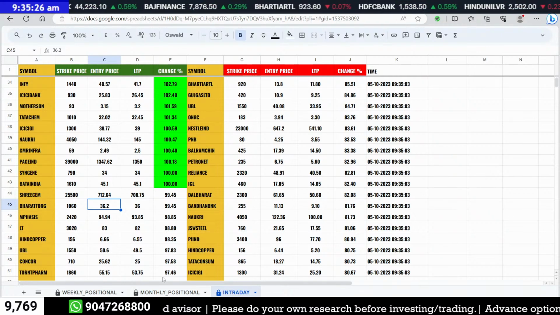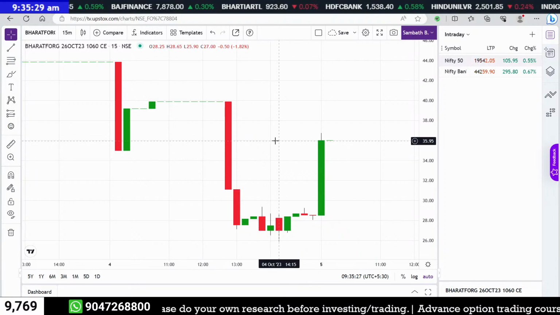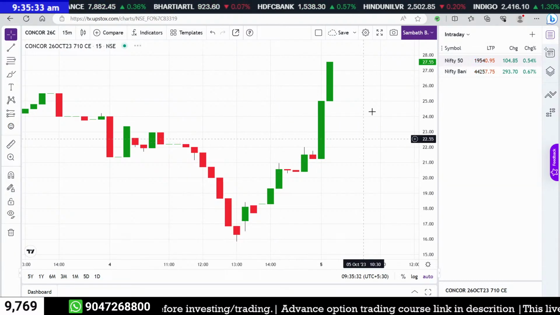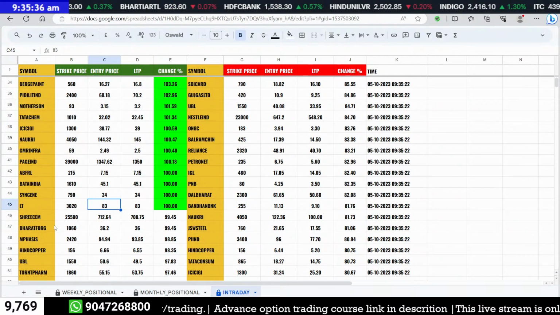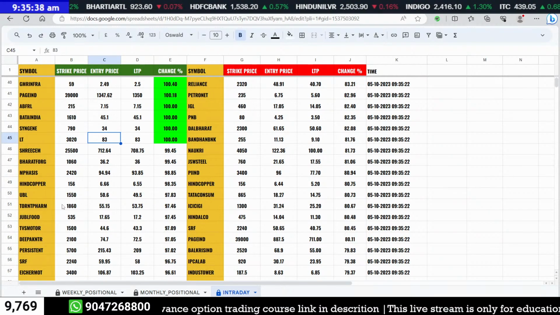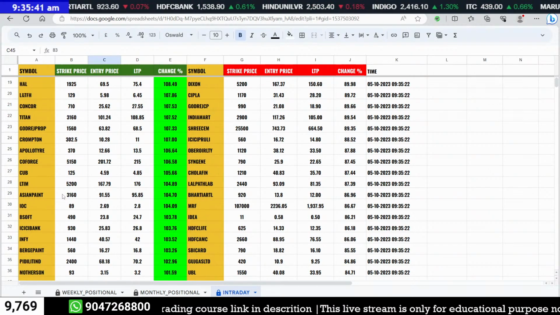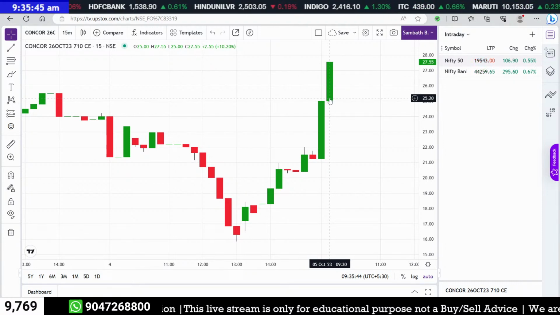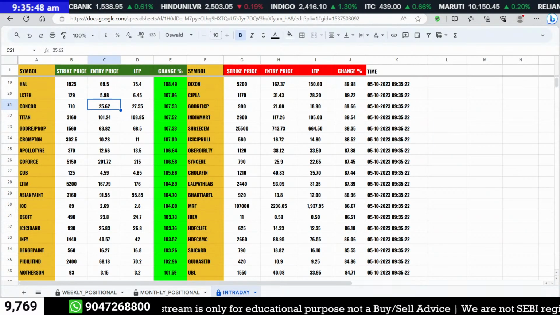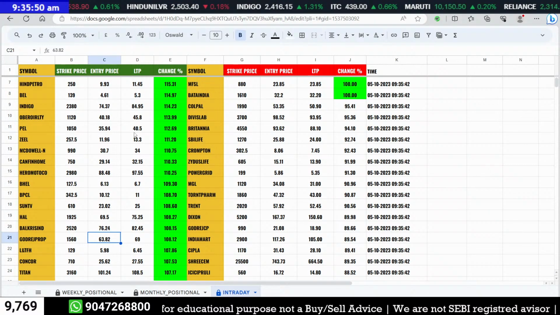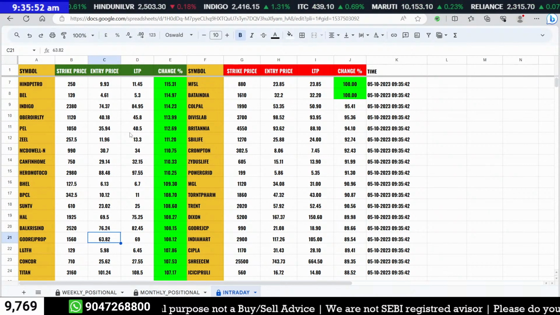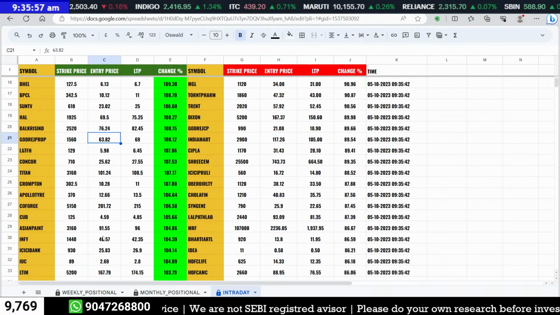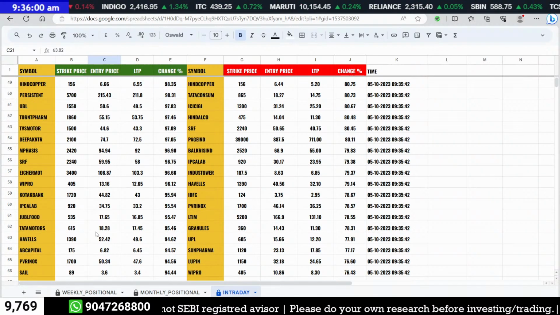L&T, UPL, Container Corporation 25.6, 710. Yeah, this would be a new breakout. Container Corporation was already triggered, 27 that moves. Maybe it triggered in the second 15 minutes, and now it is higher than our entry point. 25.6 should be the breakout point. And HAL again today, but it is greater than our entry point. L&T Finance Holding already triggered.